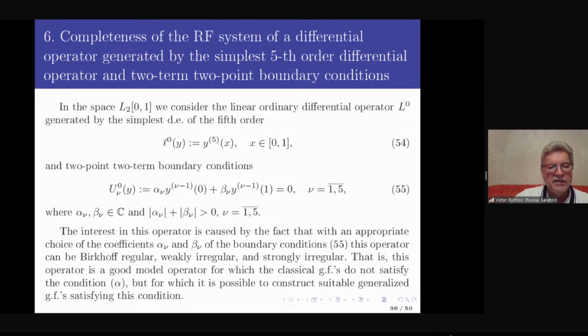The interest in this operator is caused by the fact that with an appropriate choice of coefficients alpha nu and beta nu of the boundary condition 55, this operator can be Birkhoff regular, weakly irregular, and strongly irregular. That is, this operator is a good model operator for which the classical generating functions do not satisfy the condition alpha, but for which it is possible to construct suitable generalized generating functions satisfying this condition.